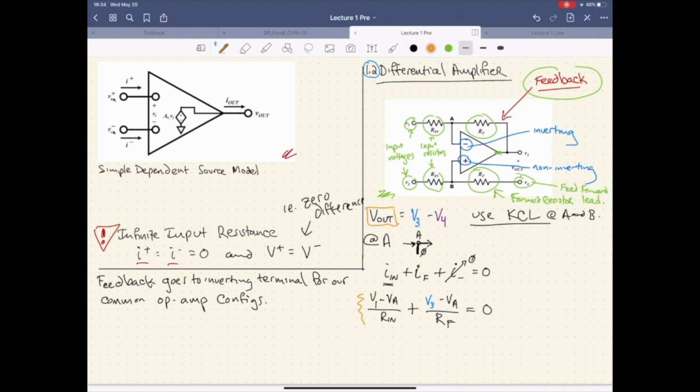So we do a little bit of algebra, and we end up with the following. So we move this guy over to the other side, subtract it over, and then multiply both sides by RF, and then add VA to both sides. The result is going to be that V3 is equal to RF over Rn times VA minus V1.